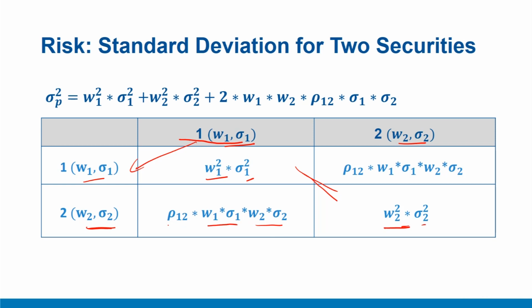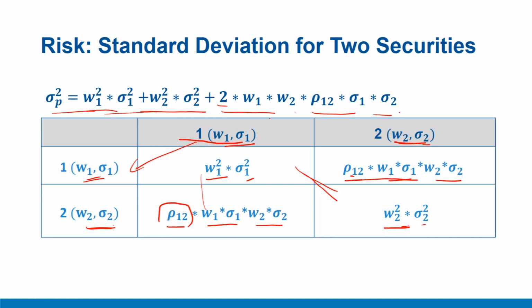But in addition to that, you also get a correlation term which is rho 1 2. Similarly, in this off diagonal box, you combine W2 sigma 2 with W1 sigma 1 to get W1 sigma 1, W2 sigma 2 with again correlation term. And if you add up all these four terms, you get that generic expression that we saw earlier. W1 square sigma 1 square plus W2 square sigma 2 square plus 2 times W1 W2 rho 1 2 into sigma 1 sigma 2, which was our generic expression that we used earlier to compute the risk of two security portfolio.